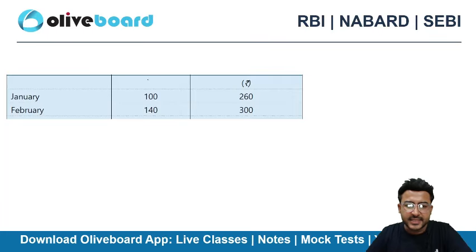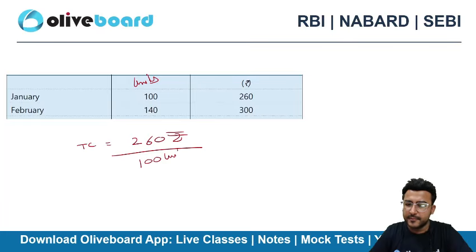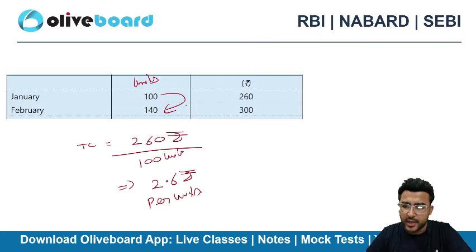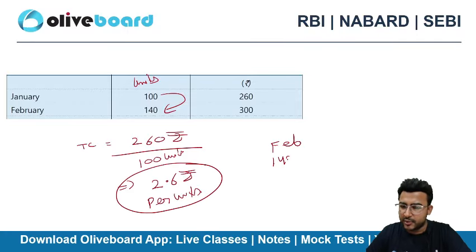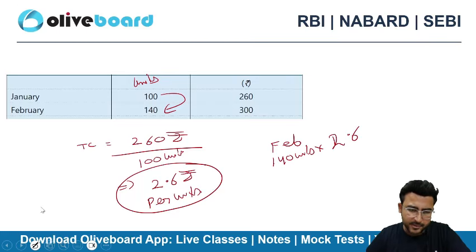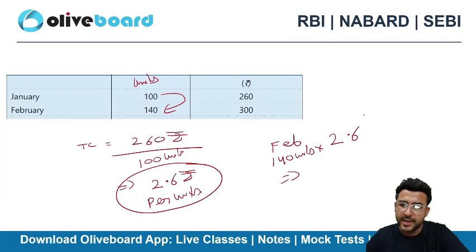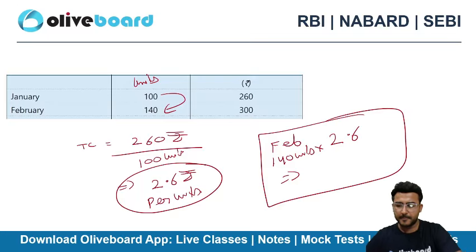So if I try to recheck this, my January total cost was 260 rupees. The total number of units were 100. So the per unit cost was 2.6 rupees. That's my per unit cost. Now, as I have produced more units, for February it should be 140 units multiplied by 2.6, right? For every unit, I incur 2.6 rupees. What should be my total cost of February? Can anyone compute this quickly?